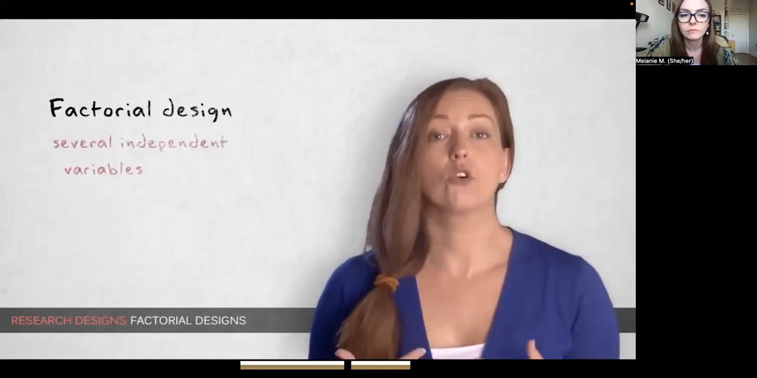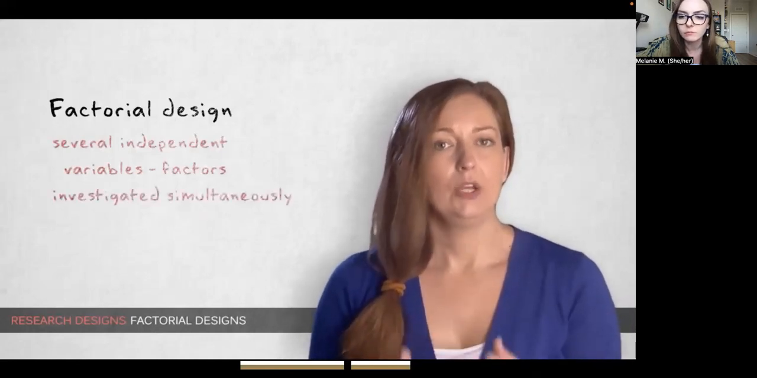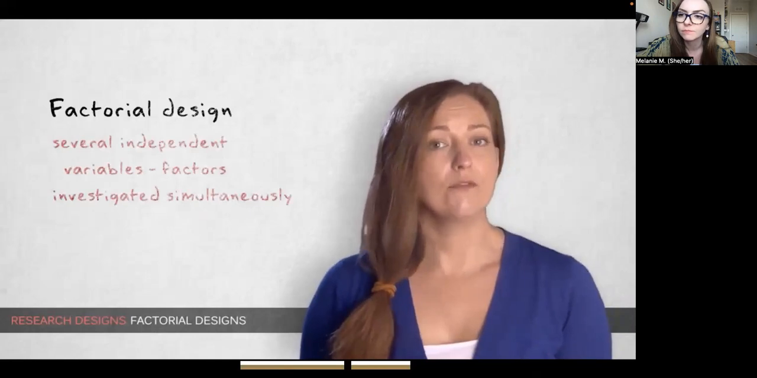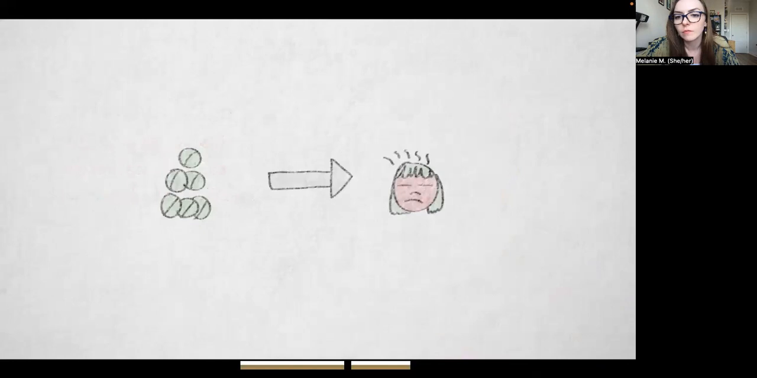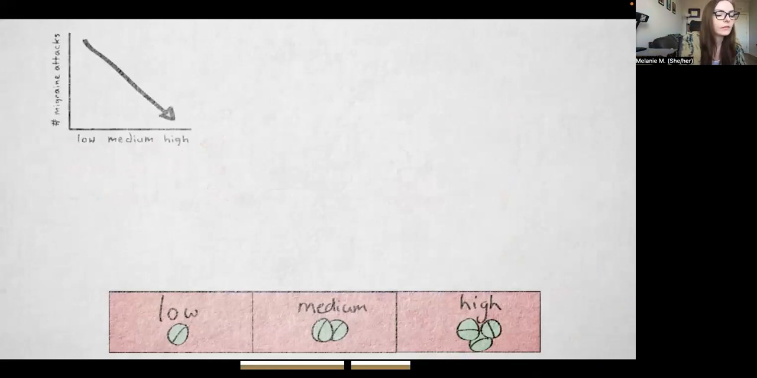An important type of experimental research design is the factorial design. In a factorial design, several independent variables, also called factors, are investigated simultaneously. For example, we could investigate the effectiveness of an experimental drug aiming to reduce migraine attacks. Suppose we create three conditions that differ in the administered dosage: low, medium, and high. We can now investigate the effect of the factor dosage on the number of migraine attacks. Is a higher dosage more effective in reducing attacks?